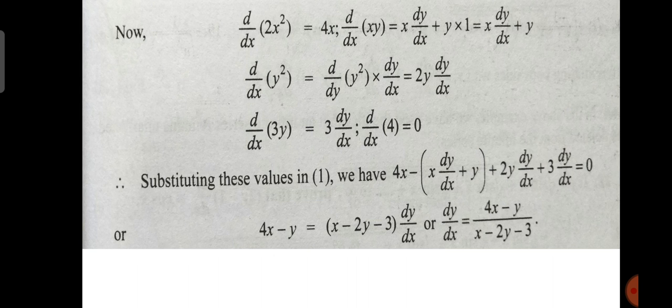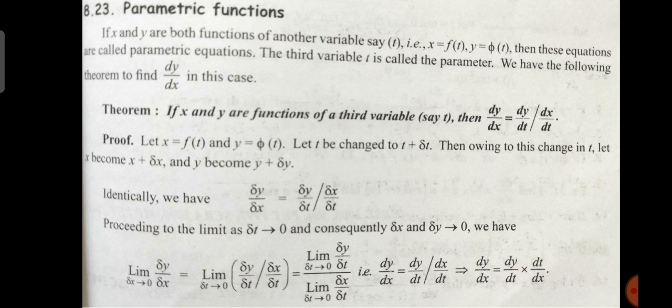Okay, that is the answer. I think all of you understood that. Implicit functions. Next is a parametric function.